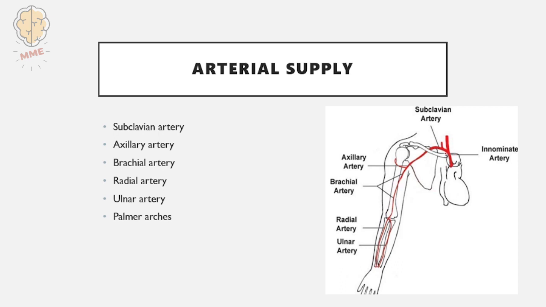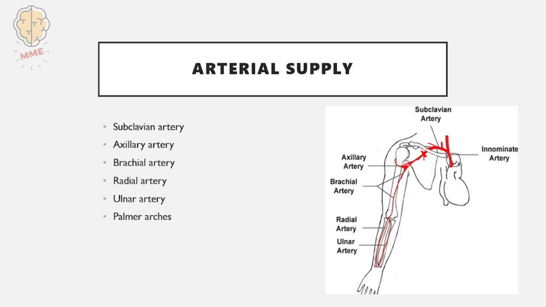Here this is the subclavian artery arising from the brachiocephalic trunk, because this is the right side. I am showing you the right side. Why subclavian? Because it is under the clavicle bone. When this subclavian artery reaches the outer or lateral border of the first rib, it continues towards the axilla and is termed the axillary artery.